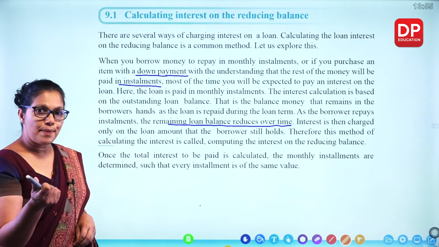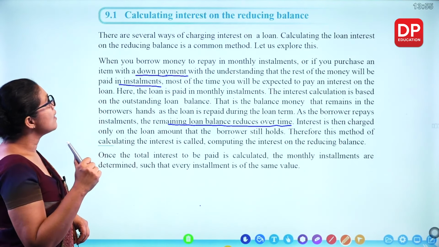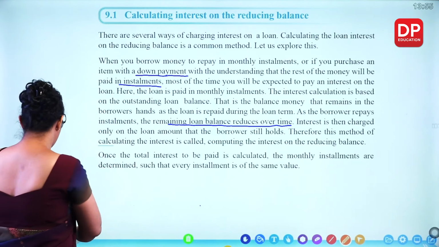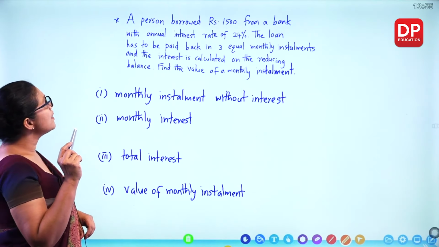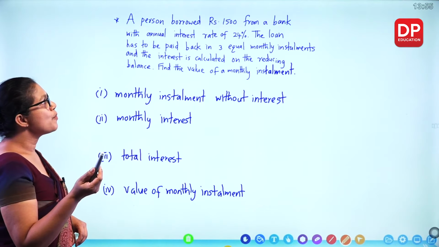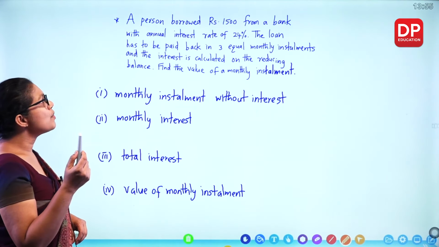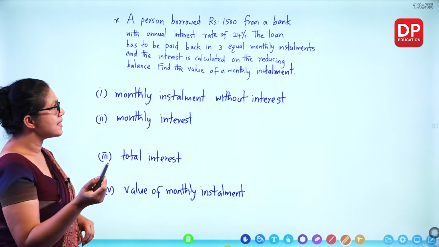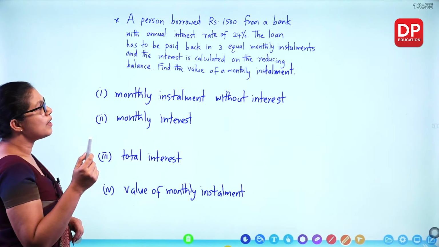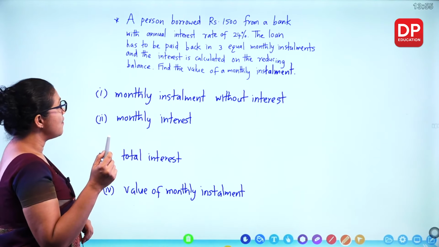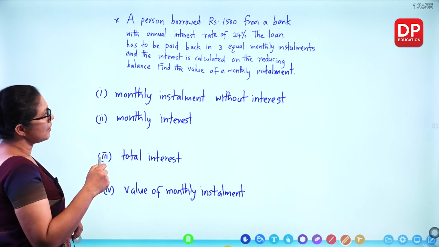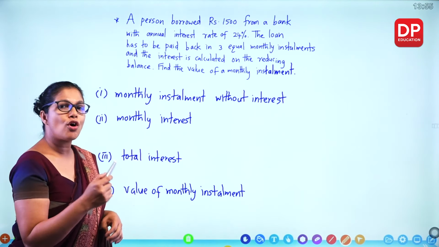We'll take an example and see how we calculate interest on the reducing balance. The first example: a person borrowed 1,500 rupees from a bank with an annual interest rate of 24%. The loan has to be paid back in 3 equal monthly installments and the interest is calculated on the reducing balance. Find the value of a monthly installment.